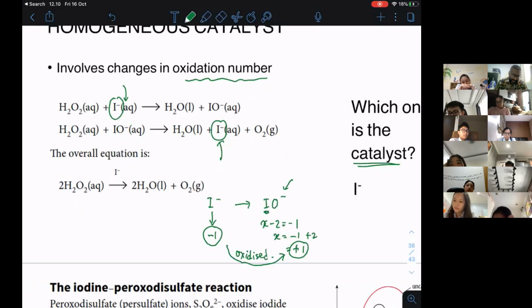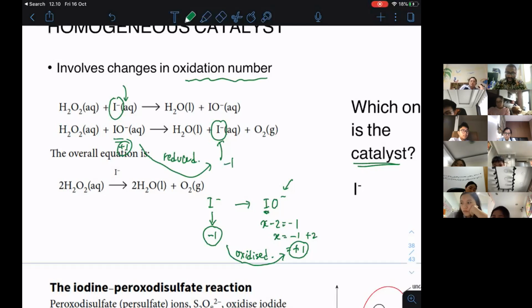And you can see here, the I is already +1. I already calculated that. So this one will become -1, so now they are going to be reduced. So first they undergo oxidation, then after that they undergo reduction. That is the way homogeneous catalysts work.